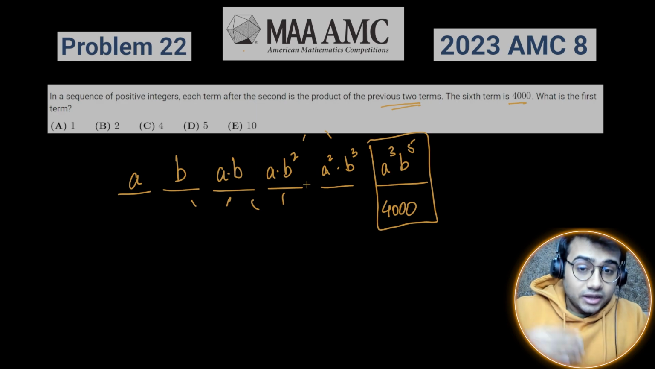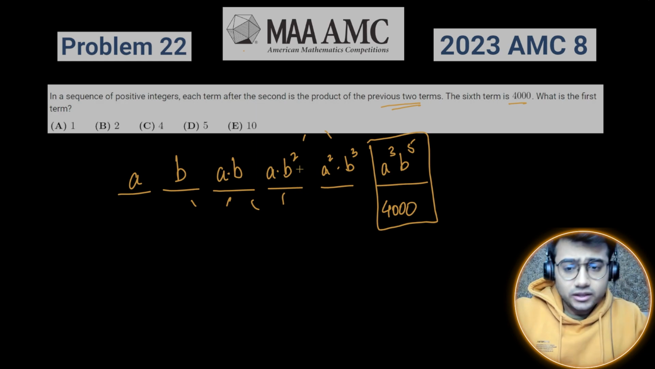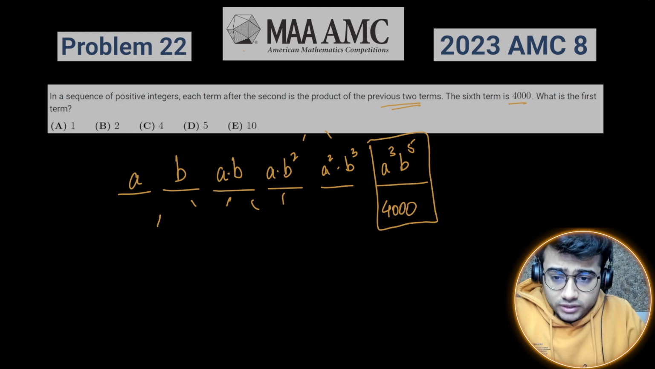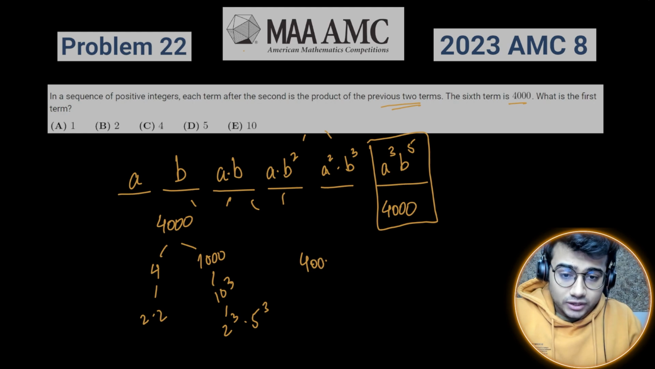Well, a really nice trick you can use is do the prime factorization of 4,000. Let's see what we get. So 4,000 is just 4 times 1,000. 1,000 is 10 cubed, which is just 2 cubed and 5 cubed. And 4 is just 2 times 2. So in essence, 4,000 is just 2 to the 5 and 5 to the 3.